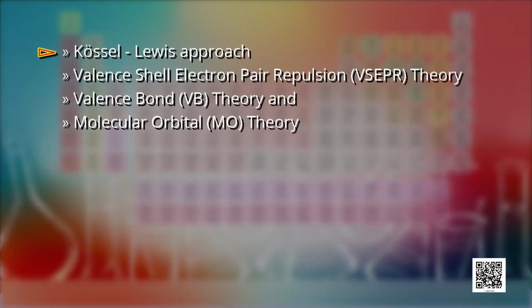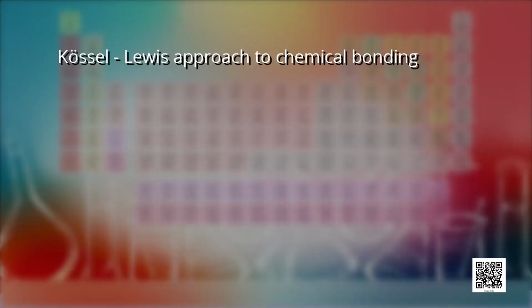To answer such questions, you will be learning different theories and concepts like Kossel-Lewis approach, valence shell electron pair repulsion theory, valence bond theory, and molecular orbital theory. And you know that every system tends to be more stable, and bonding is nature's way of lowering the energy of the system to attain stability. So, let us begin with Kossel-Lewis approach to chemical bonding.